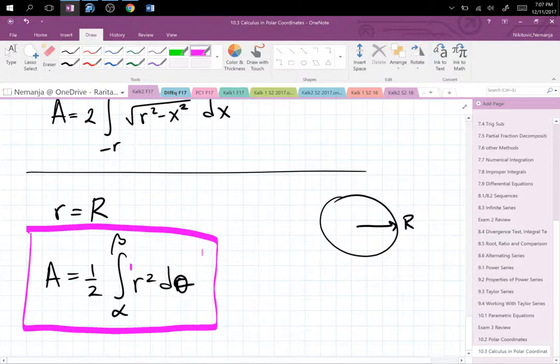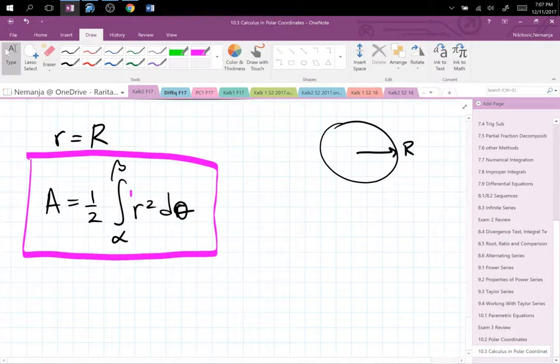Yes? What is the capital R? Capital R is whatever number you put in, like 3 or whatever it is. It's a constant. So it's just a constant. All right. Are we ready to compute this?